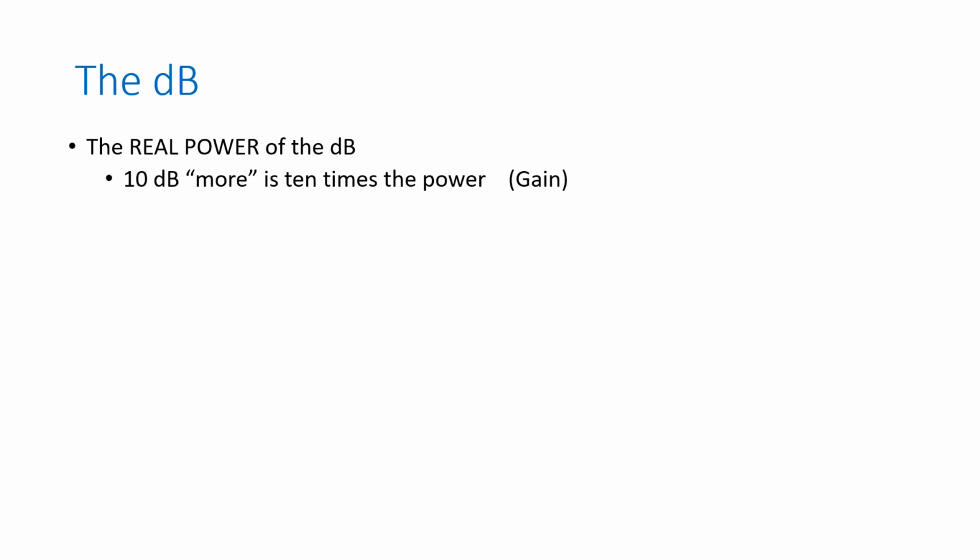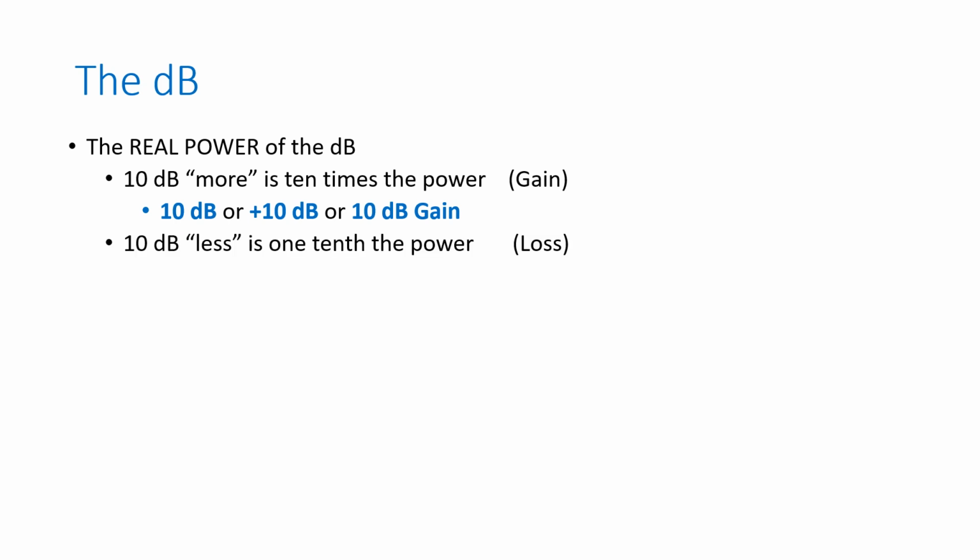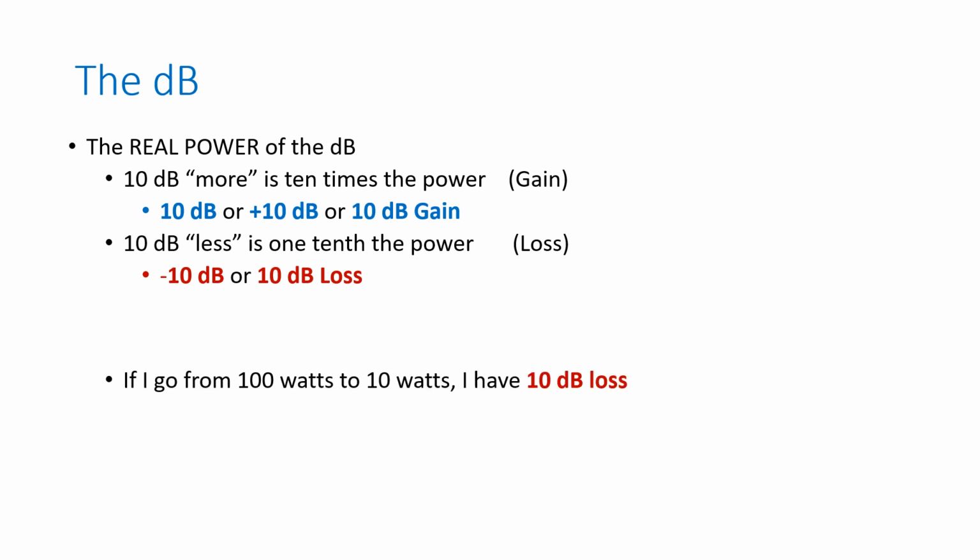Just remember, 10 dB more is 10 times the power. That's gain. I would write that as 10 dB or plus 10 dB or 10 dB gain. If my 10 dB is less, that's 1/10 the power, that's a loss. I would write that as minus 10 dB or 10 dB loss. And to review again, if I go from 100 down to 10, I've lost 10 dB.